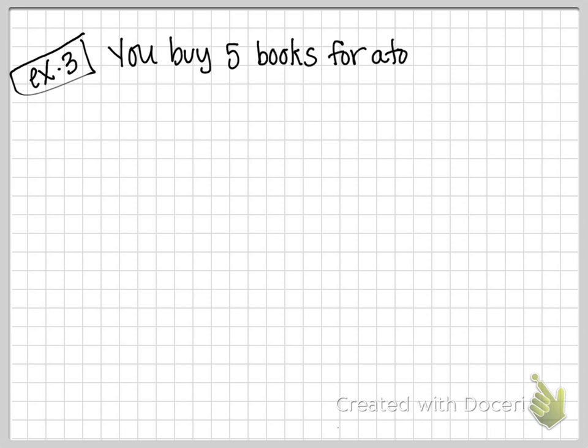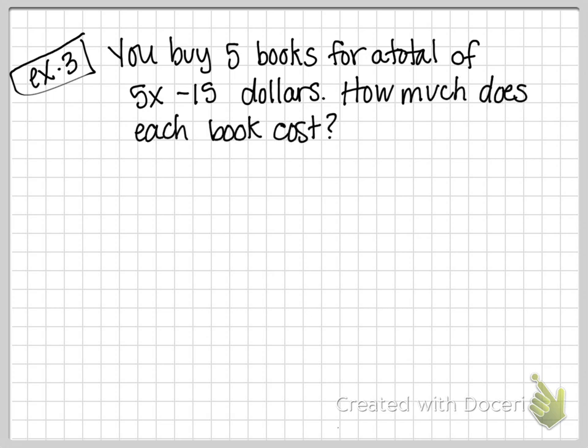Last one. Word problem. It says you buy 5 books for a total, that should say a total, it kind of all got smushed together, of 5x minus $15. It says, how much does each book cost? Well, we know, based on what we were told, that 5 books cost 5x minus 15. How are we going to find one book, if 5 books cost a total of 5x minus 15? How do we find one book?